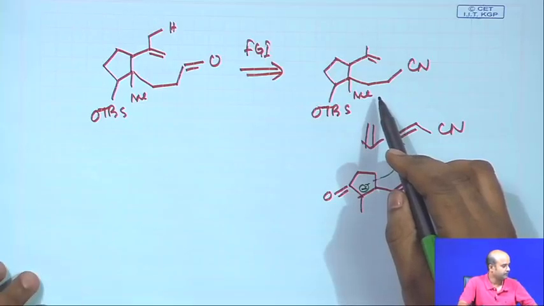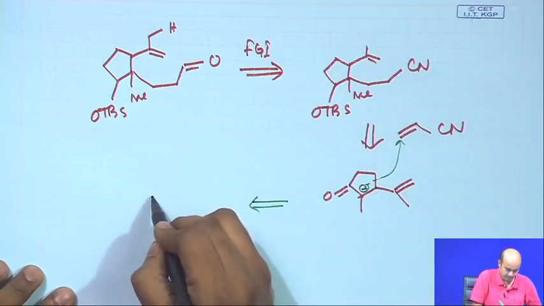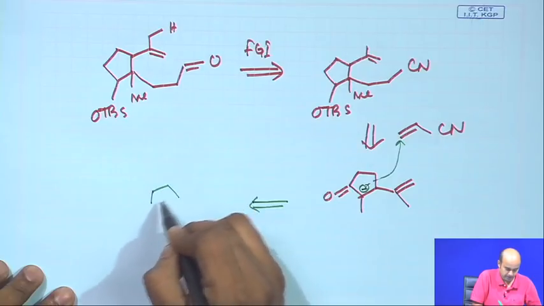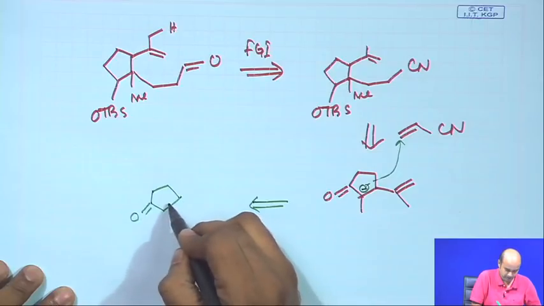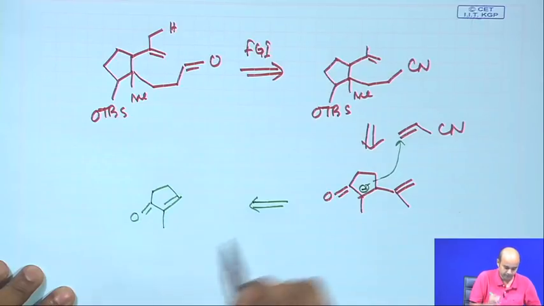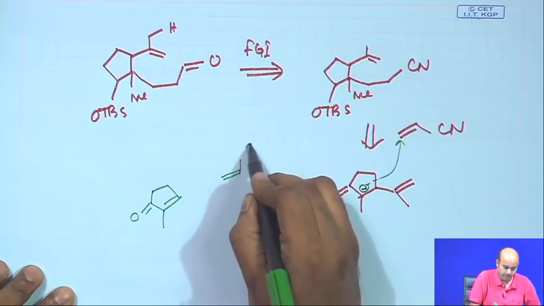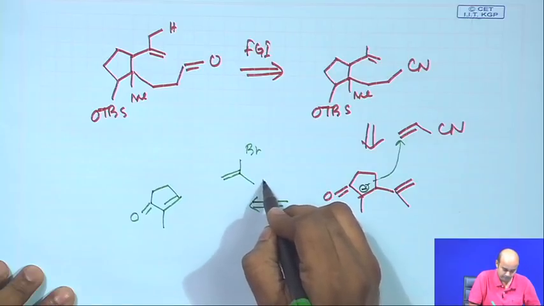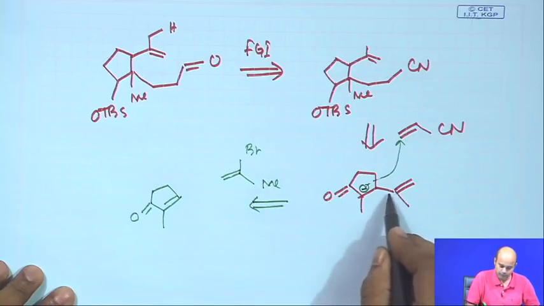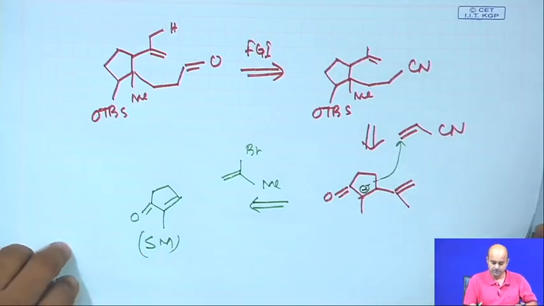give you this compound. Now, you can simplify it to a starting material, a cyclopentenone based starting material, which is this, and you can think about doing a simple Gilman reaction to put this methyl. So, this is your starting material, an absolutely easy starting material, commercially available.